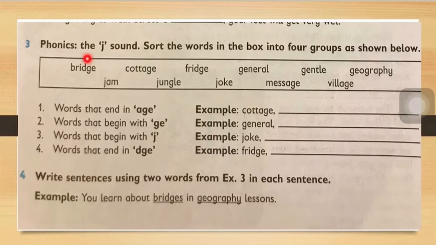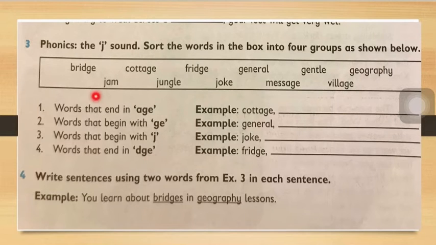Phonics. The J sound. Sort the words in the box into 4 groups as shown below. Now what are the 4 groups? Number 1, words that end in age. Number 2, words that begin with J. Number 3, words that begin with J. Number 4, words that end in dge. Is it clear, children?